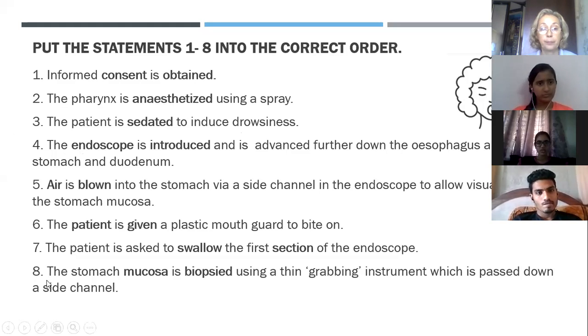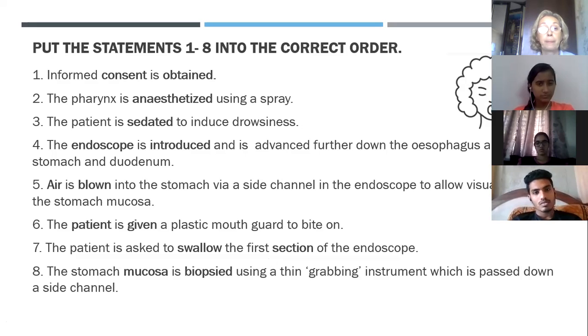The patient is given a plastic mouth guard. Number 5. The patient is asked to swallow the first section of the endoscope. Yes, you're right. Okay. Number 6 now.